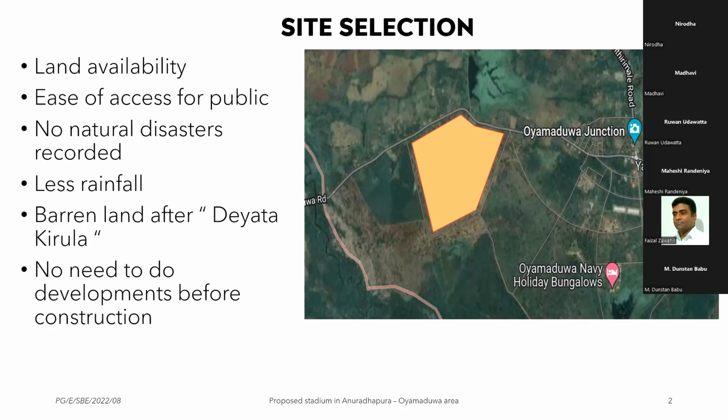Oyamadu is 29 kilometers away from Anuradhapura, but it has road facilities. I believe it won't take much time, because it is not a crowded area, and also no natural disasters have been recorded in that area. We also don't need to do many developments or modifications to the land, because Anuradhapura is a very flat land area, and there we have very less rainfall. That's why I selected this site.